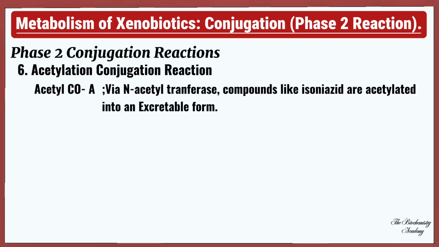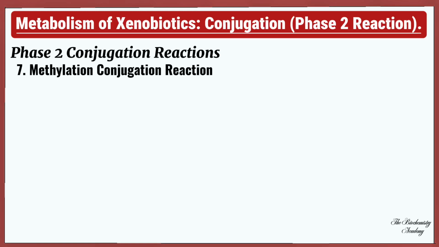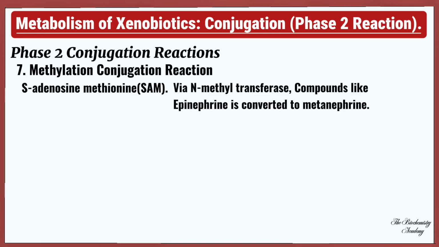The next conjugation reaction is methylation, and the active form is S-adenosyl methionine, also known as SAM. With the help of methyl transferase, compounds like epinephrine are converted into metanephrine by the methylation process.